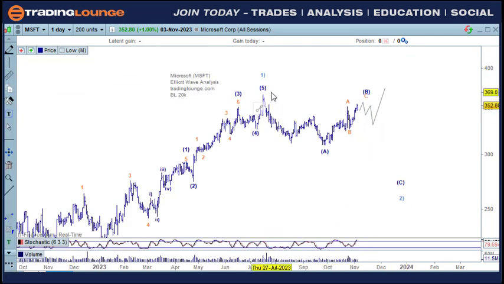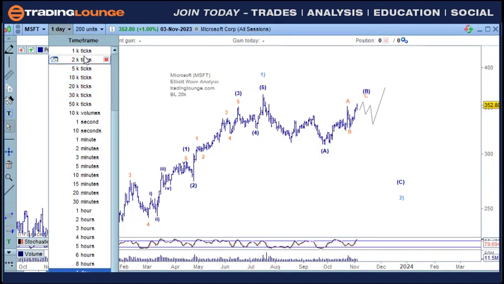So yeah, taking out the top here is quite a possibility. We'll see how it goes, because it does change things. Anyway, on the 1,000 ticks.